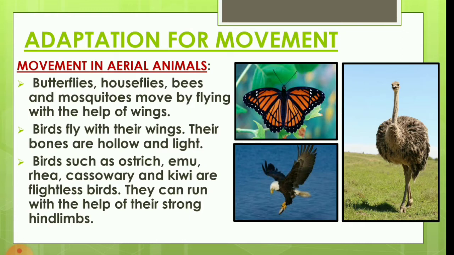The bird which fly, they have very light body. The bones of the bird are hollow. They are very light, which help them to fly. Birds such as ostrich, emu, rhea, cassowary and kiwi are flightless birds. Flightless means they cannot fly. They can run with the help of their strong hind limbs.